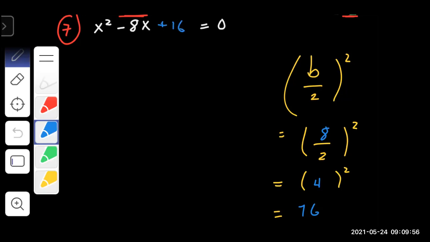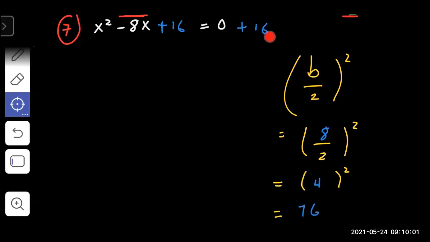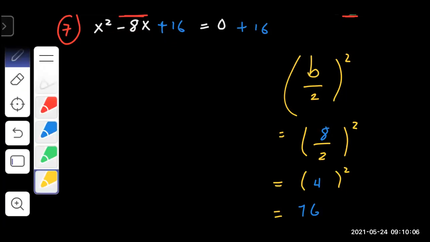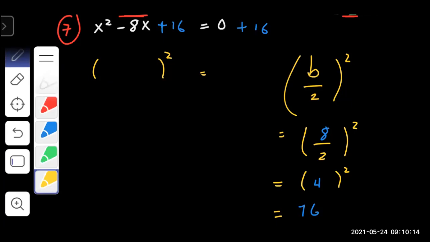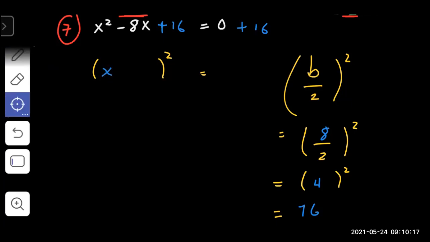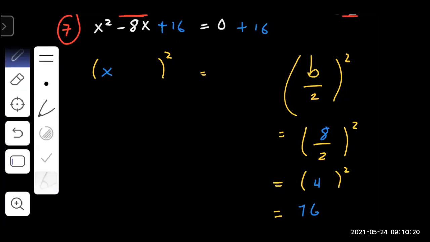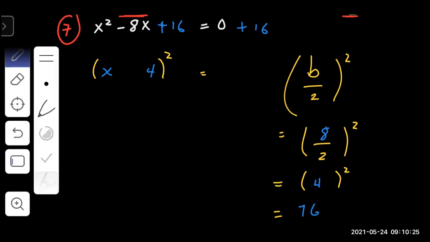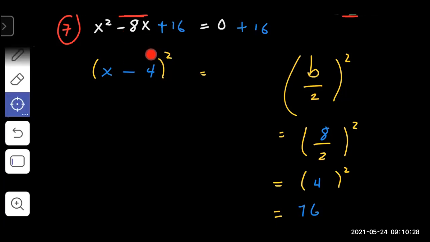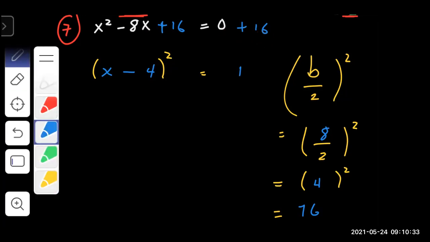16 and 16, on either side. Don't make the same mistake that I did. If you add here, you add on the other side. Now guys, we are sure this is a perfect square. And what is a perfect square? We've got a formula, squared. What is the square root of x squared? x and x, right? And what is the square root of 16? 4 and 4. Positive or negative? Negative. Okay, this is how you factor this trinomial. And 0 plus 16, guys, is 16.